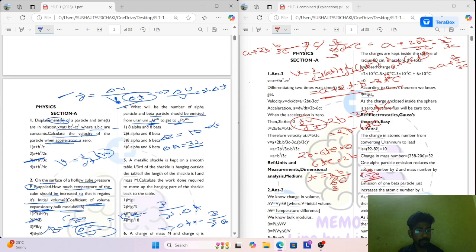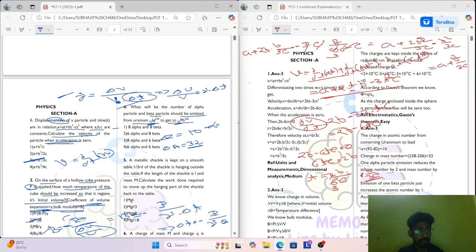Now work done. You know from the work energy theorem that the work done is W equals delta K, you know this. Initially the shackle or the chain was at rest, so therefore the initial kinetic energy is equal to 0, right? The final kinetic energy we have to take into account, right?